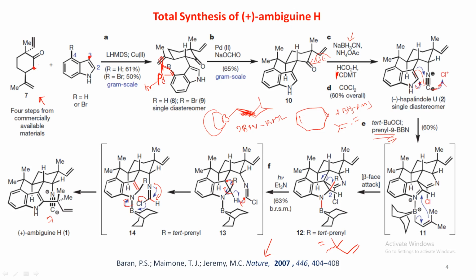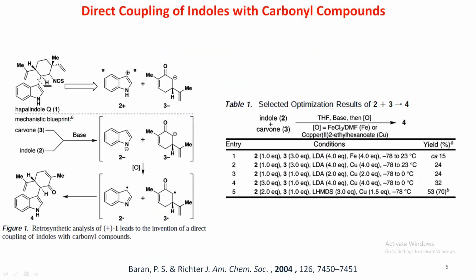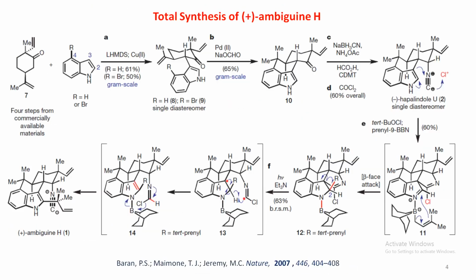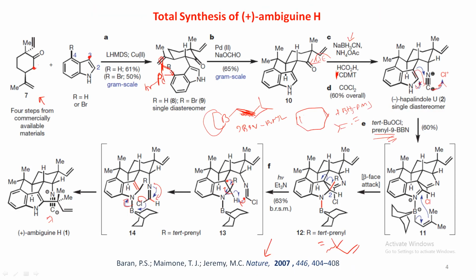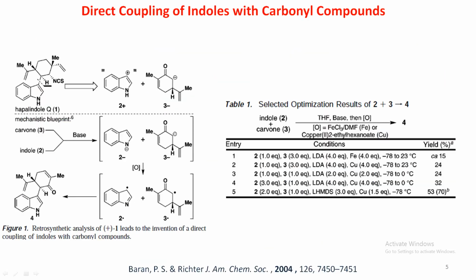Probably some of you know him, Phil Baran. So this is for the ambiguine H total synthesis, and some optimization is there. The indole carbon, that first step, this LHMDS step, they have done this. So let's look at how they have optimized that.